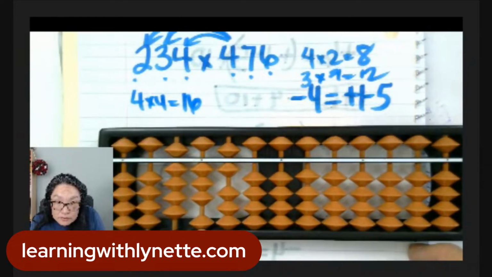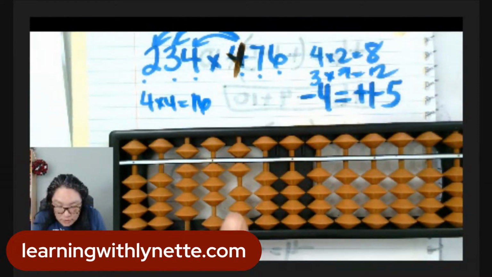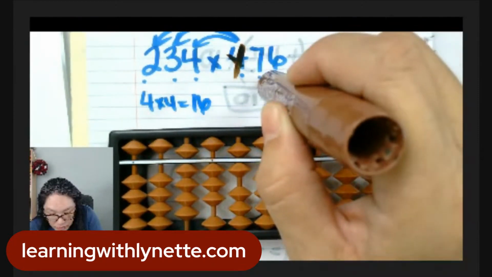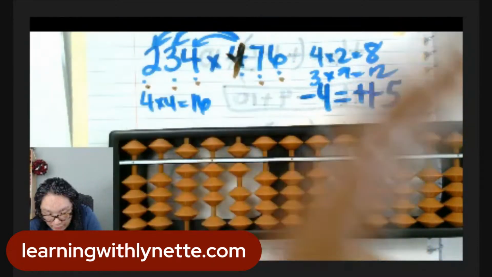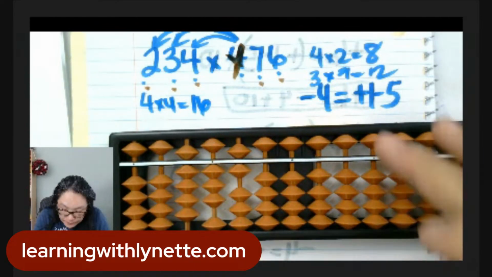We all right? So what are we going to do? We got to count again. I'm going to change to a different color because I like different colors. We're done with the 4. Now we got to count again. 1, 2, 3, 4, 5.